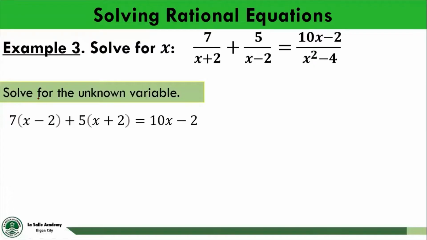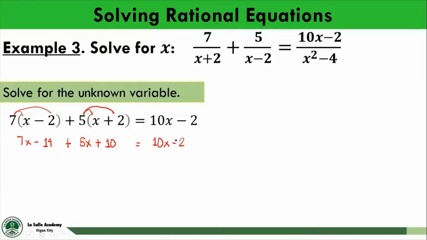So now let's solve for the unknown variable, which is x. We can apply the distributive property. So 7 times x is 7x. And then 7 times negative 2 is negative 14. Plus 5 times x, so we have 5x. Then 5 times 2 is positive 10, which is equal to 10x minus 2.